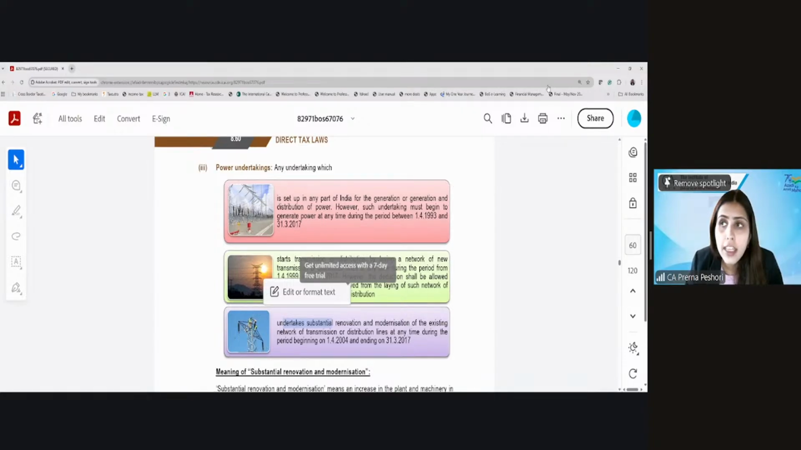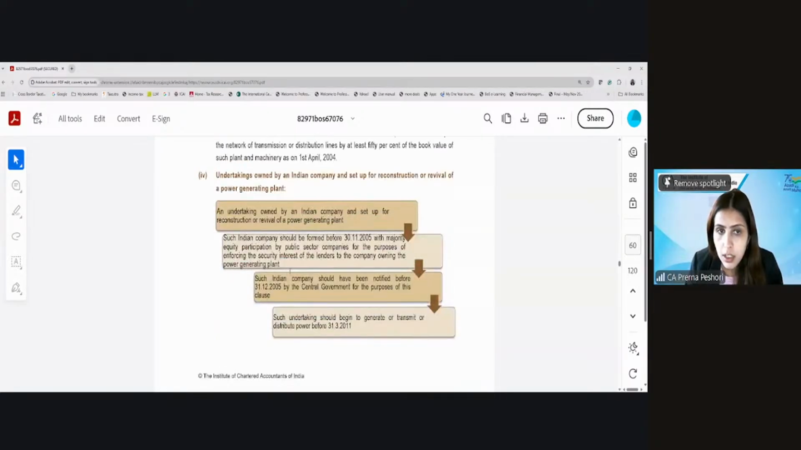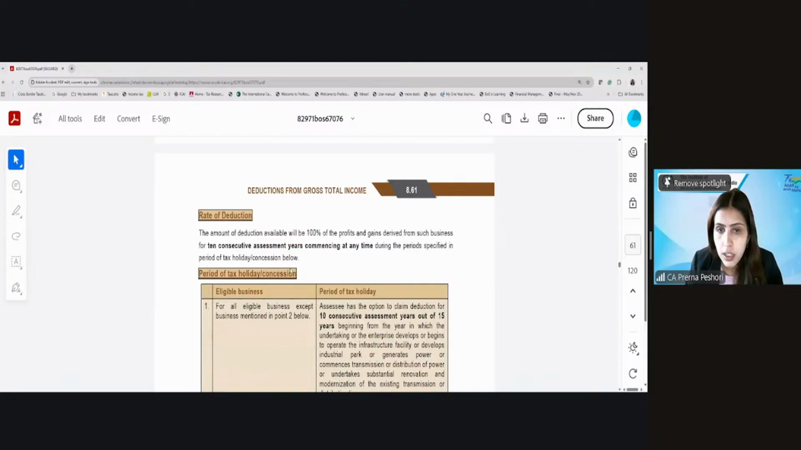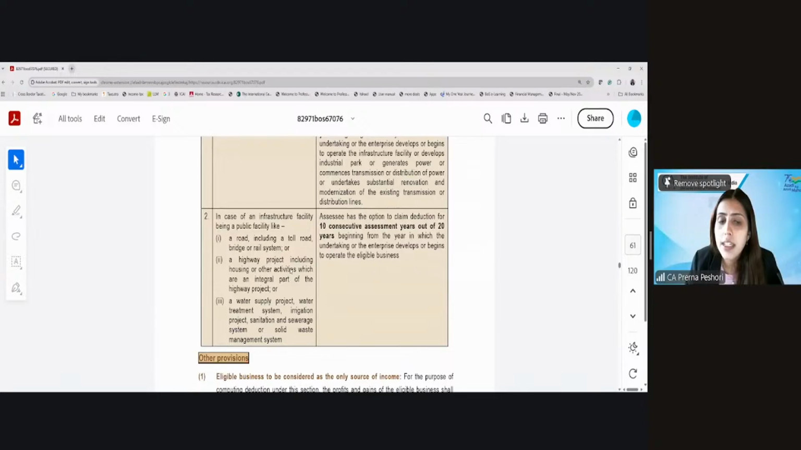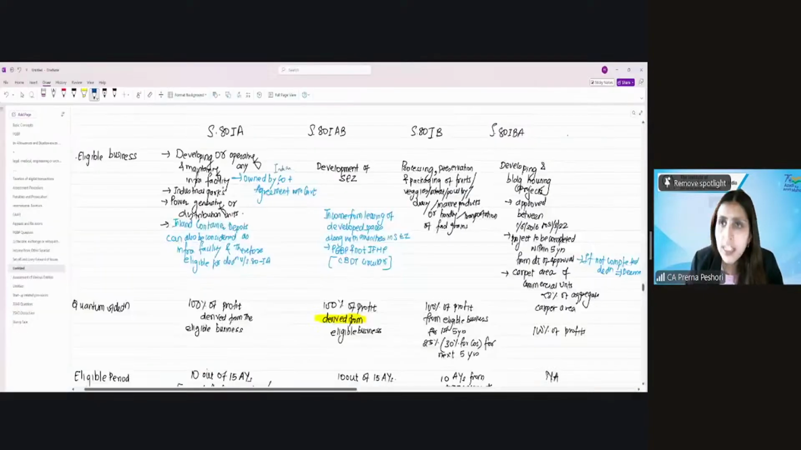Okay. Then if you look at it, as I said, in this ATIA you have even entities which are undertaking which are owned by an Indian company which are set up for construction or revival of the power generating plant. So that is also included. Fine. So these are the businesses which are covered under ATIA. So developing, operating and maintaining infra facility, industrial parks, power generating or distribution unit, inland container depot. All of these are the eligible business.